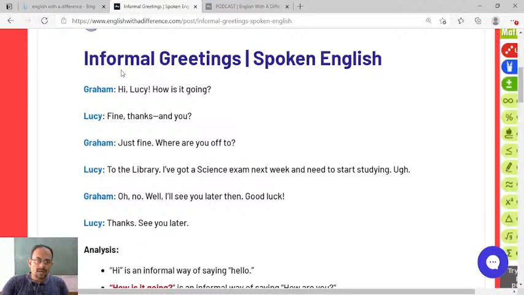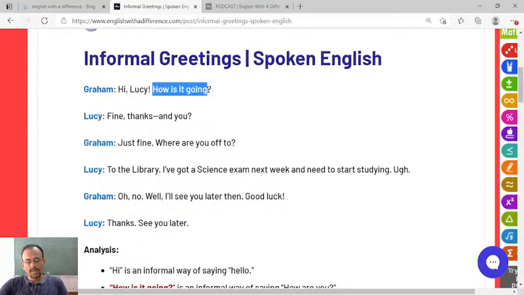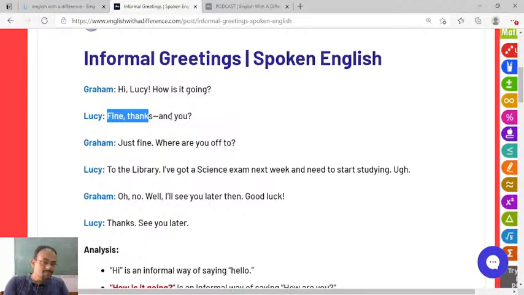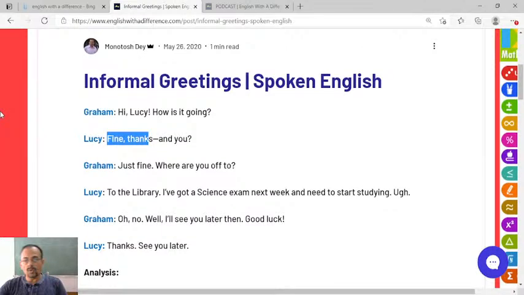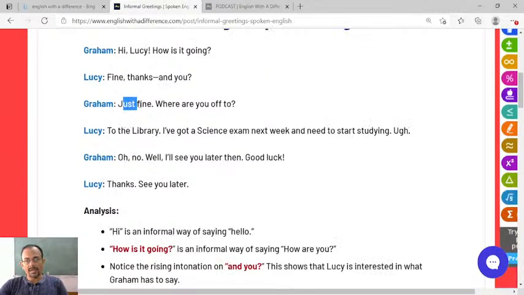Right, Graham and Lucy once again. Hi Lucy, how is it going? See, instead of how are you doing, it said how is it going. Fine, thanks, and you? See, Lucy is asking now, and you. That is important. Dear students, try to understand this. And you means what about you? How are you? Graham: Just fine. Where are you off to?